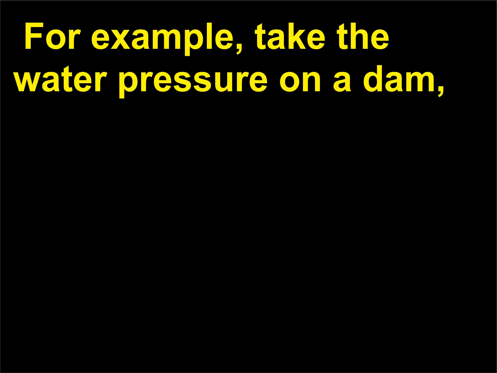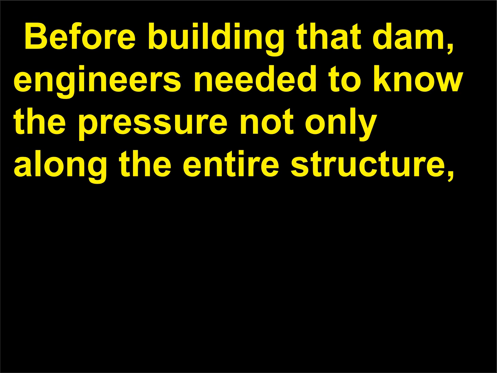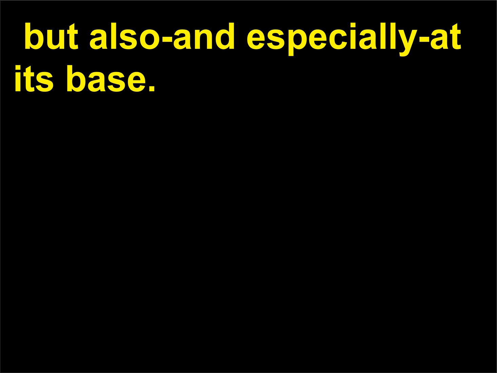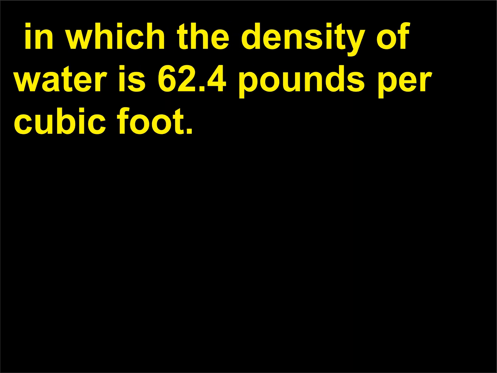For example, take the water pressure on a dam, such as the Hoover Dam on the Colorado River between Arizona and Nevada. Before building that dam, engineers needed to know the pressure not only along the entire structure, but also and especially at its base. In general, the pressure exerted by water equals the density times the depth, in which the density of water is 62.4 pounds per cubic foot.